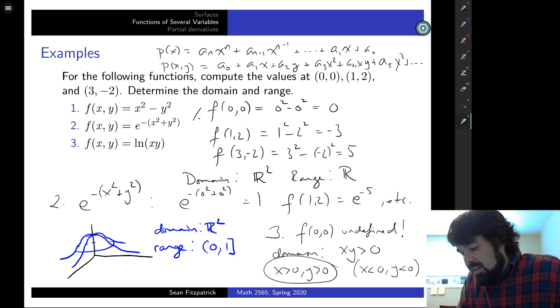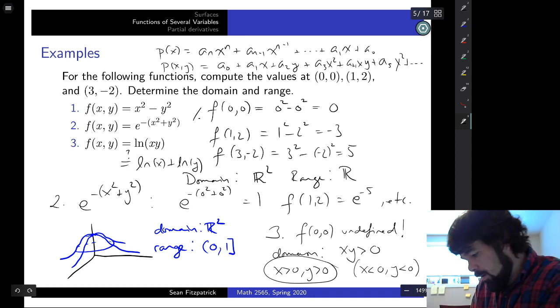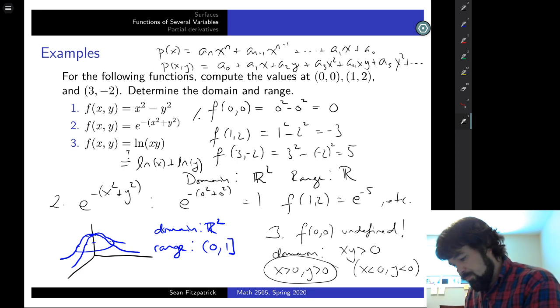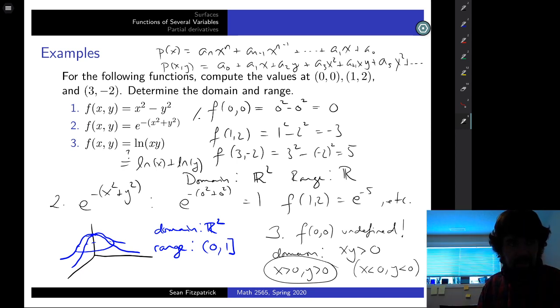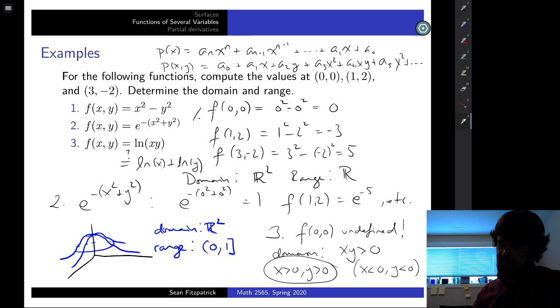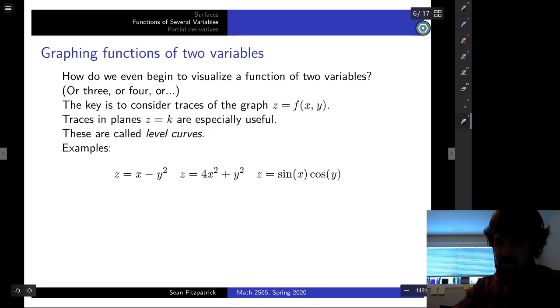And the other thing you do want to be careful about is you might be tempted with this third one to say, well, hey, can I write that as the natural log of x plus the natural log of y? You can in quadrant 1, right? But if x and y are both negative, then that property of logarithms doesn't work, because log x, log y are not defined. But if you're in the first quadrant, you can get away with that sort of thing. Okay. All right. Ready to move on? Let's move on.